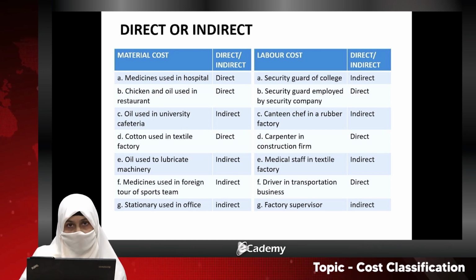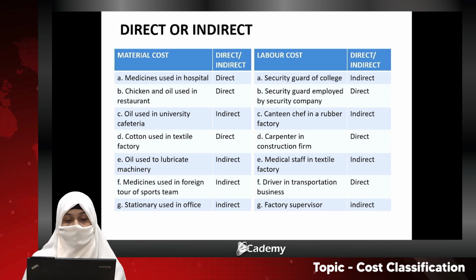Likewise for the labor table as well. Security guard of a college is an indirect labor cost. But security guard employed by a security company is a direct cost, because our organization's business is to provide security guards. They are our direct workers.